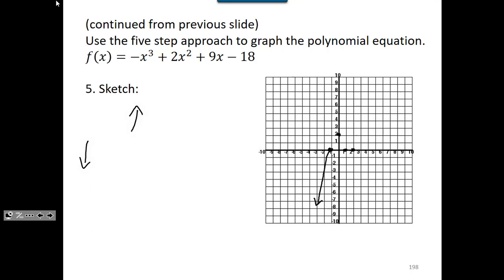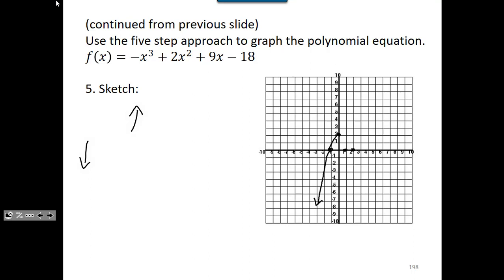But now we're going to graph this left to right. So as I graph it, it comes up to negative 1. When I get to negative 1, I consider the multiplicity at negative 1. The multiplicity at negative 1 was 1. So my graph passes through that point there on my graph and goes up to my y-intercept there.